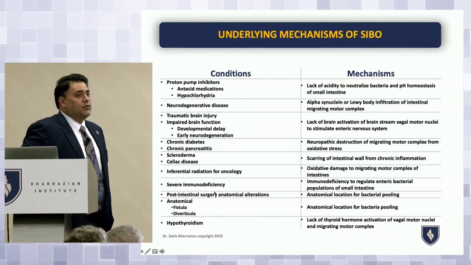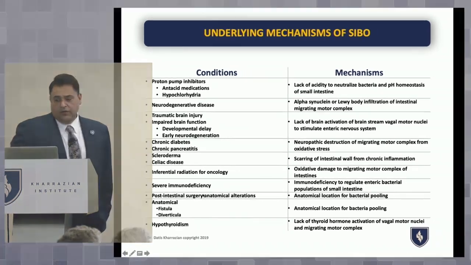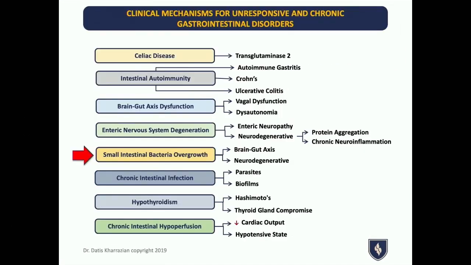And then when people have severe immune deficiencies like HIV, that can cause some issues, and then anatomical changes. And hypothyroid is one too. Hypothyroidism is a key issue with chronic issues, and we'll get to that. It's because your migrating motor complex, the smooth muscles of the gut, are activated with thyroid hormones. So the best types of SIBO are hypothyroid-induced SIBO or hypochlorhydria-induced SIBO. Those are treatable. The rest is an ongoing issue, unresponsive.